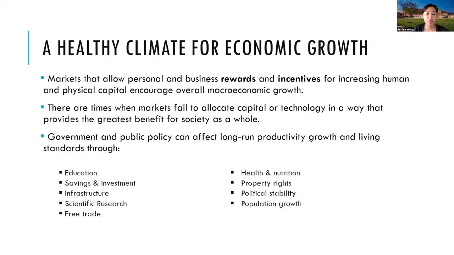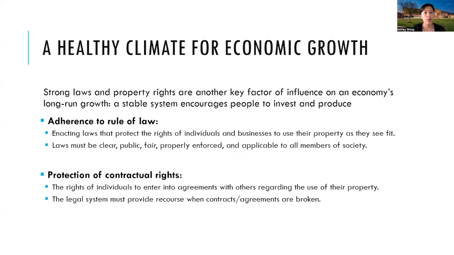The government can also provide infrastructure, including roads, bridges, things like that. The government should be encouraging political stability, strong property rights, which we'll talk about later, health and nutrition. All of these things are ways that the government can step in and provide extra support to encourage long run growth. As we said, strong laws and strong property rights are another key factor that the government has that can influence economies' long run growth and productivity.